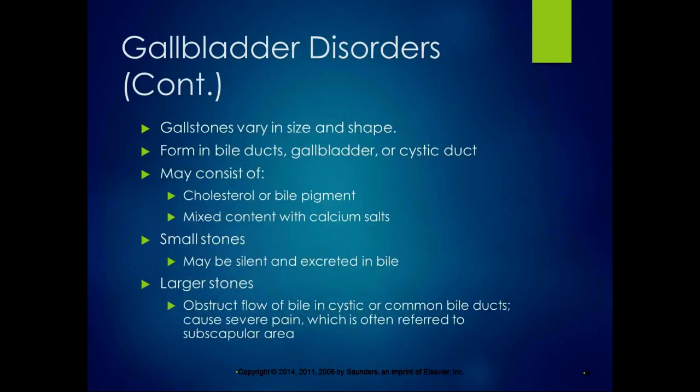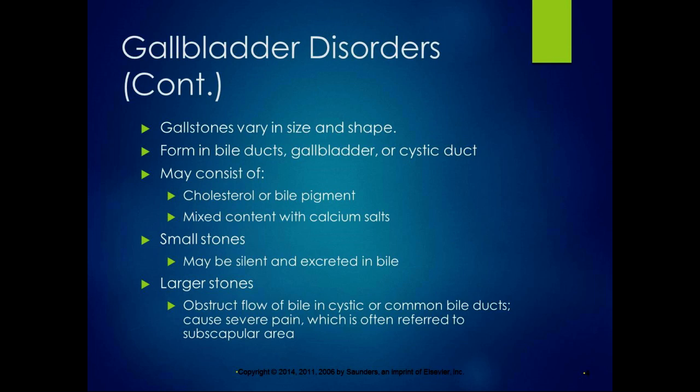So gallstones can vary in size and shape. They can form in the bile ducts, the gallbladder, or the cystic ducts. They can be cholesterol or bile pigment, and the picture in the book, those are mixed ones, and those big fat ones are cholesterol ones. Sometimes they can be mixed with calcium salts, and small stones, they say, may be silent and excreted in the bile. The small calcium ones are super pointy and super painful.